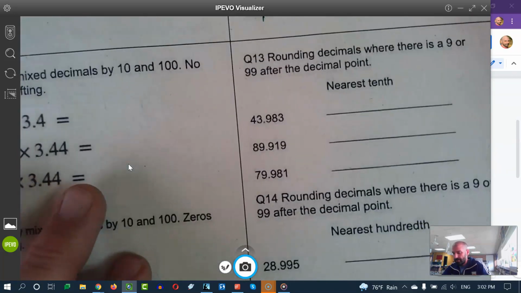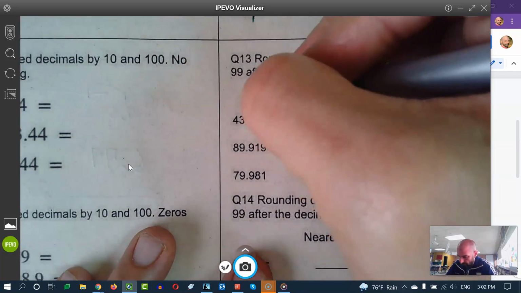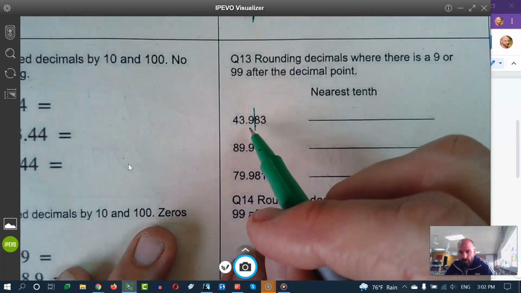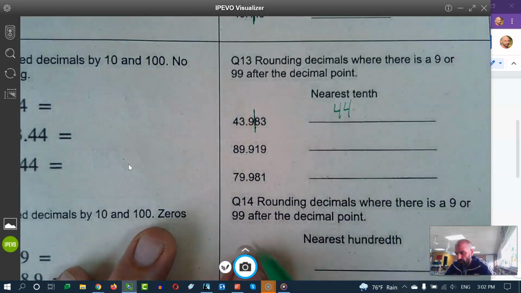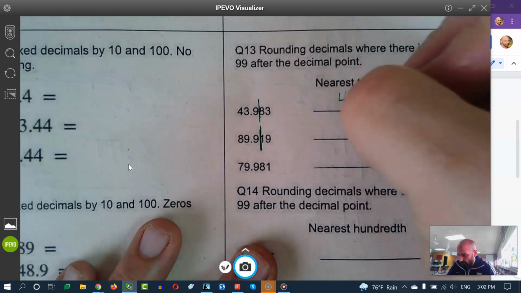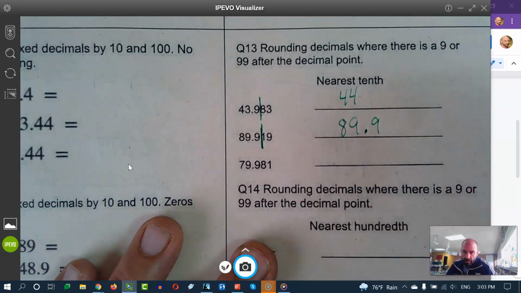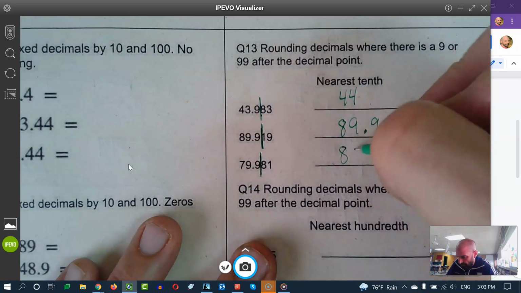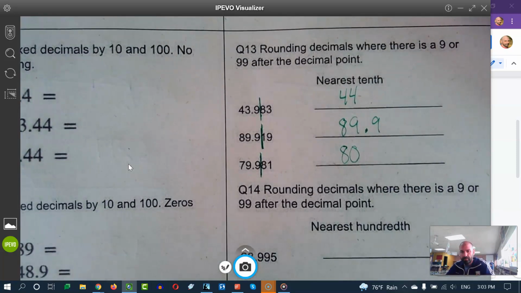Now we're going to be rounding with 9s. The nearest tenth. So that's here. I'm rounding up. The tenths I'm in between is 43 and 9/10 and 44. So rounding up gets me to 44. 89 and 9/10 with a 1 next door. That has me stay at 89 and 9/10. And 79 and 9/10. 8 next door. It's going to get me all the way up to 80. Again, you shouldn't be doing the decimal point and zeros after that.